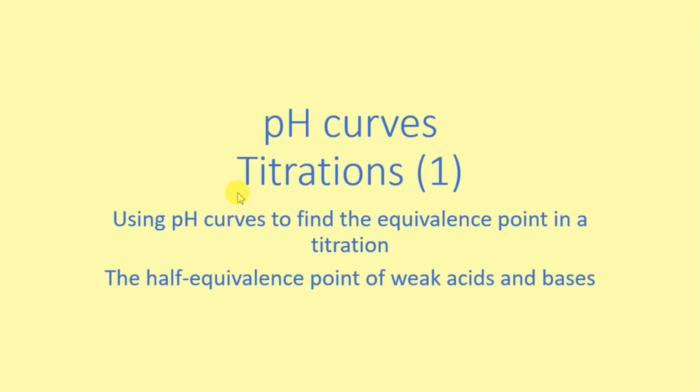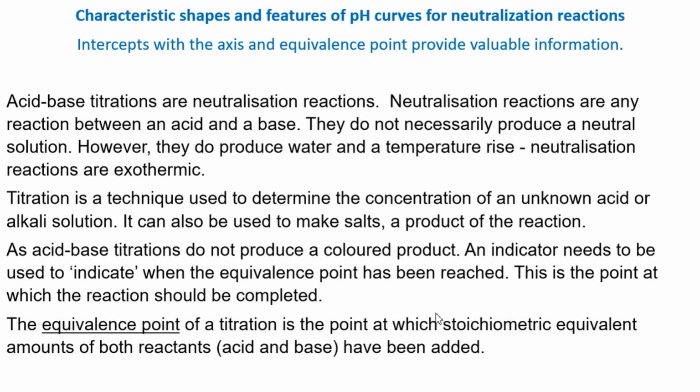pH curves, which is the first of two videos I'm doing on titrations. Here, using pH curves to find the equivalence point in a titration and the half equivalence point of weak acids and bases. Characteristic shapes and features of pH curves for neutralization reactions, showing that the intercepts with the axis and the equivalence point provide valuable information.